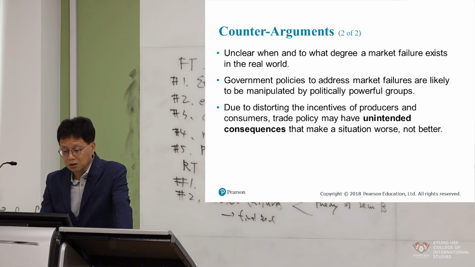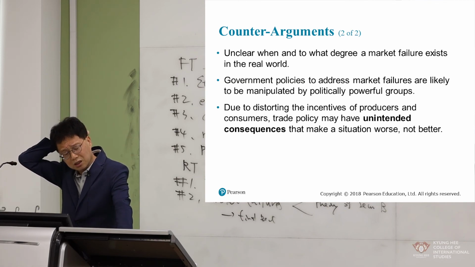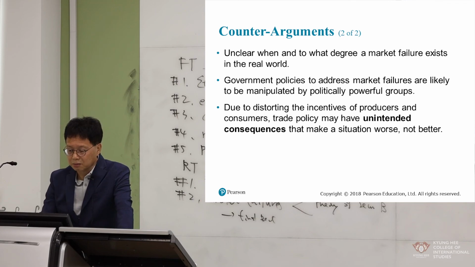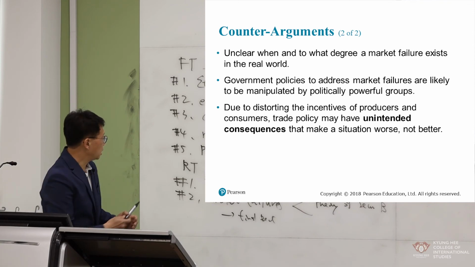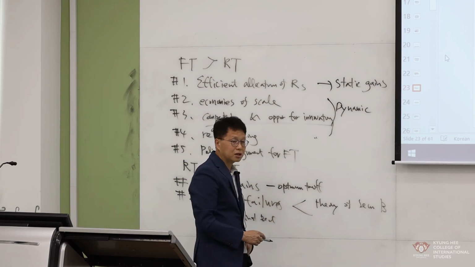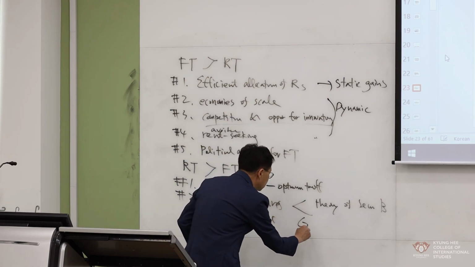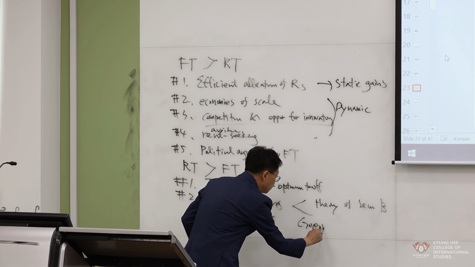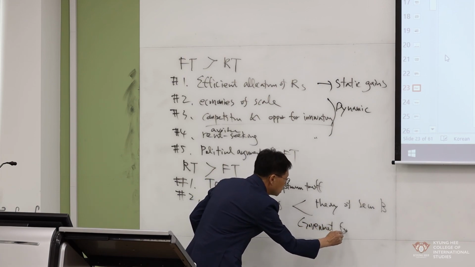That is true. Due to distorting the incentives of producers and consumers, trade policy is a second best policy, right? This may have unintended consequences that make the market situation worse, not better. Okay? So that final point is really important. In microeconomic theory, you study government failure. That is the story of government failure.